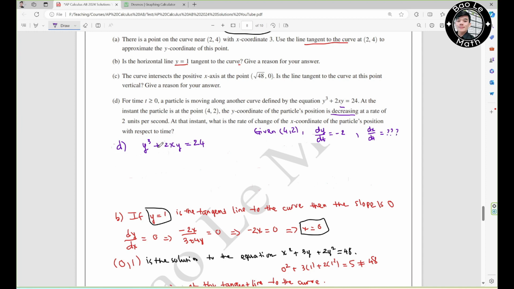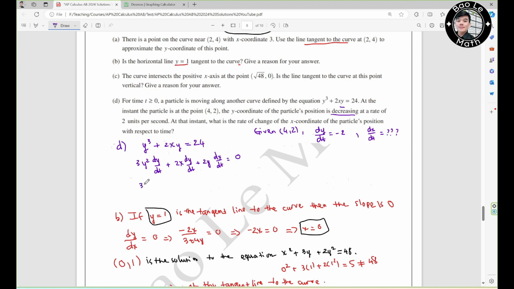Alright, so we take the derivative of this function right here with respect to t. So we have 3y squared dy over dt plus, now this one we have s and y, so we have dy over dt and ds over dt. So we have 2s dy over dt plus 2y ds over dt equals the derivative of 24, which equals 0. Alright, so now we just substitute the values. So we have s equals 4, y equals 2.